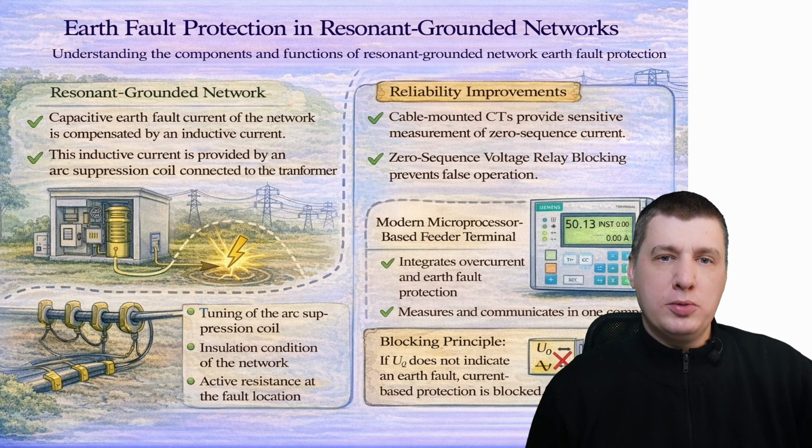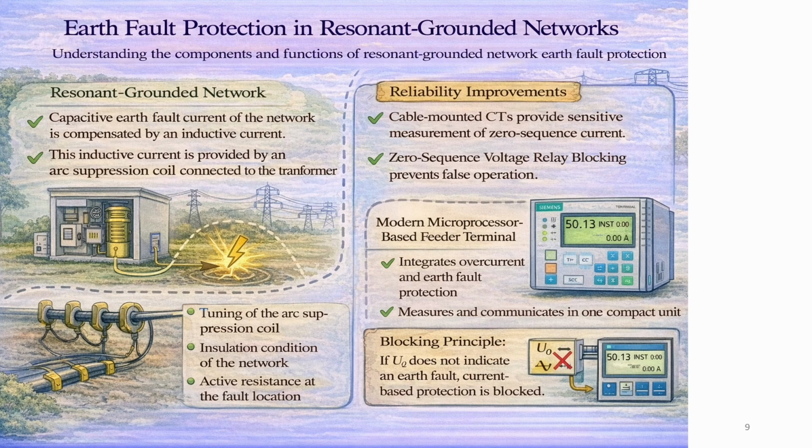Now we examine earth fault protection in resonant grounded networks. In the resonant grounded system, the capacitive earth fault current of the network is compensated by an inductive current. This inductive current is provided by an arc suppression coil connected between the transformer neutral and earth. In a fully compensated network, the earth fault location is passed only by the active component of the earth fault current. The magnitude of this active current depends on the tuning of the arc suppression coil, the insulation condition of the network, and the active resistance of the fault location.